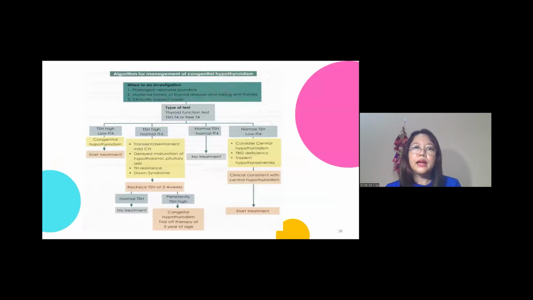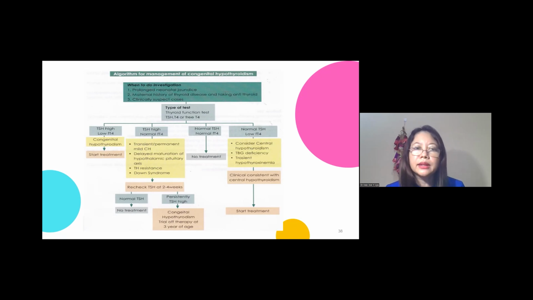So this is the algorithm for management of congenital hypothyroidism in our country, Myanmar. I extracted this algorithm from our Pediatric Society Myanmar guideline, because we have no newborn screening tests at national level. So we do the thyroid function test if we suspect hypothyroidism. When there is a maternal history of taking antithyroid drugs or clinically suspected cases, we do the thyroid function test: TSH, T4, or free T4.